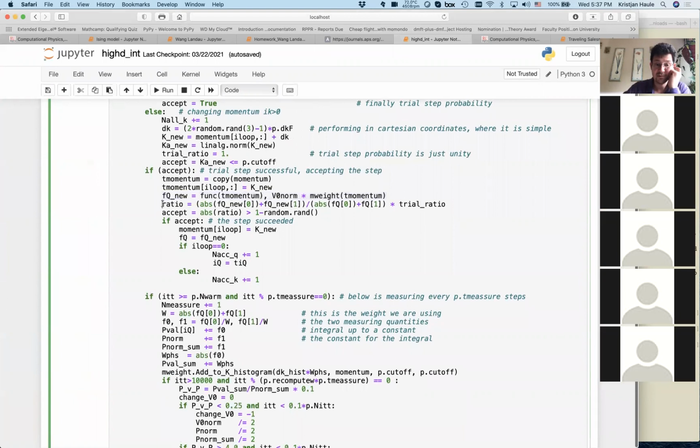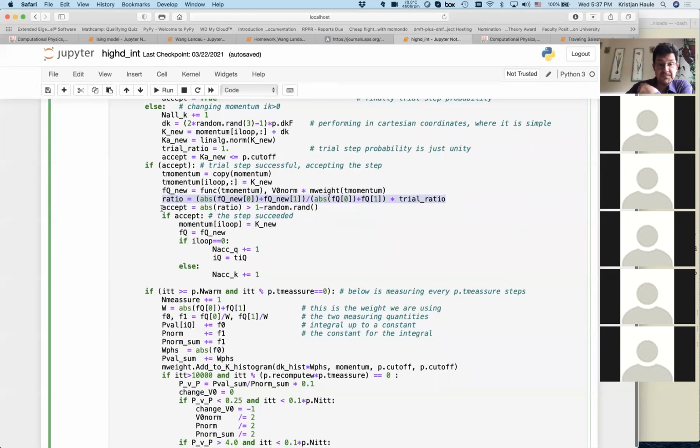And then our probability to accept or reject the step is exactly what I wrote before. It's the first component plus the second component of the new configuration, divided by the first and second components of the old configuration, times the trial ratio. This trial ratio has to do with the fact that we have a trial step probability which is sometimes not symmetric. But we could also create steps for which this is symmetric, and then this would not be an issue.